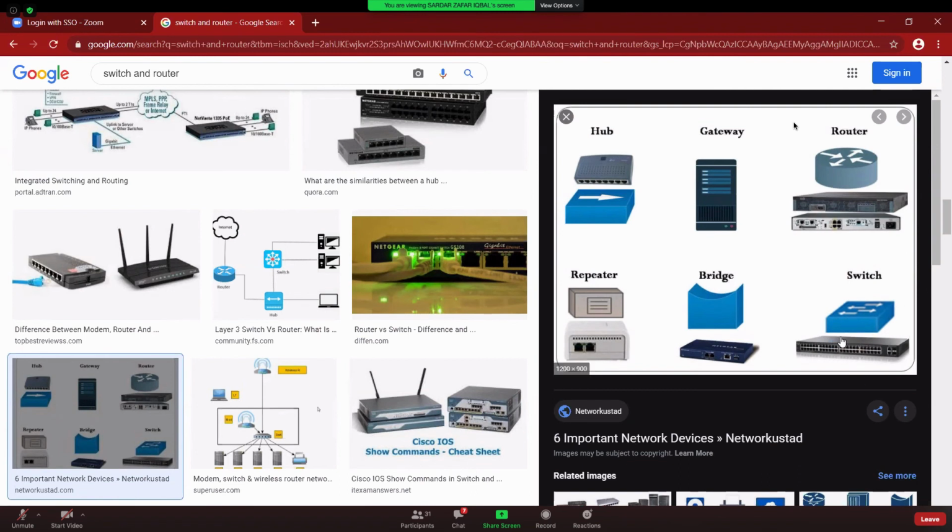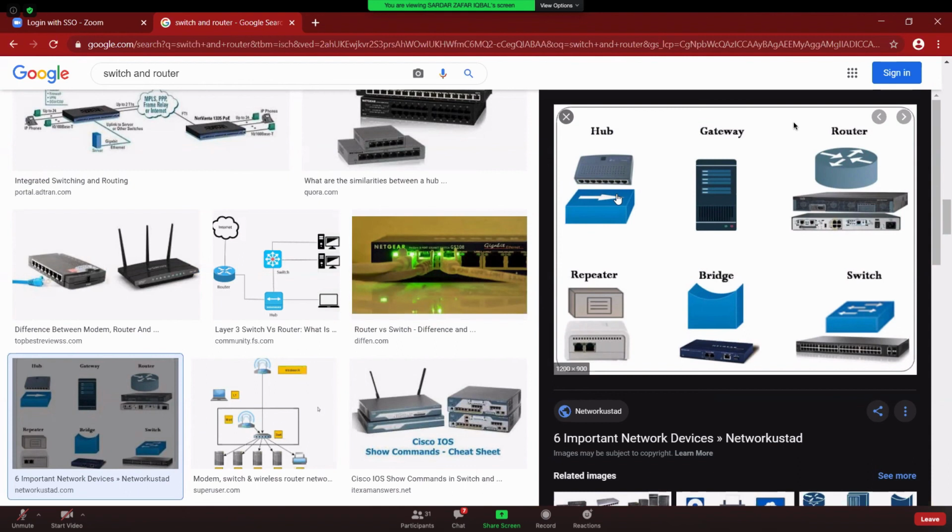All computers are connected with the switch. The switch is connected with one main computer, and that main computer is connected with the router. And we have the gateway here. So this gateway is used if you want to connect with another network, so you need a gateway for that. So the router will be connected like this.